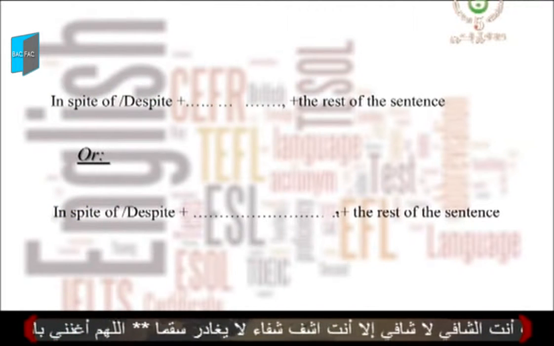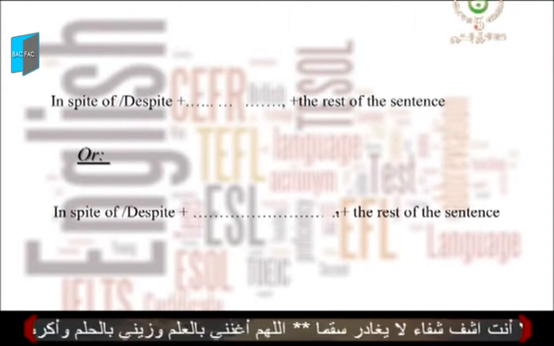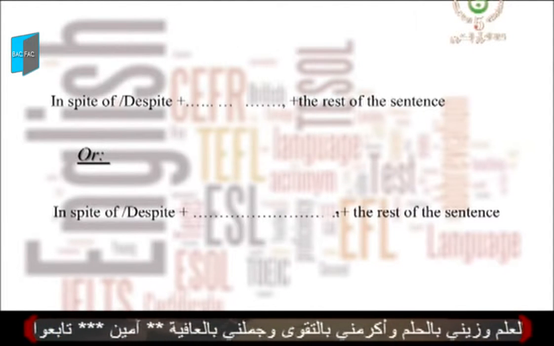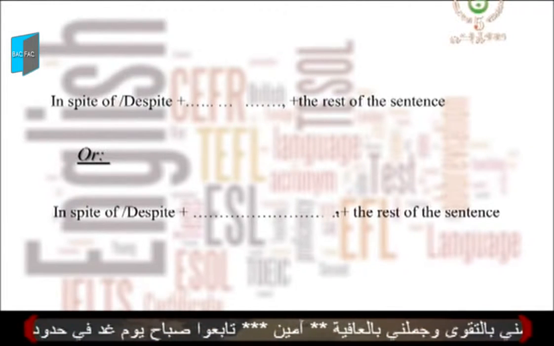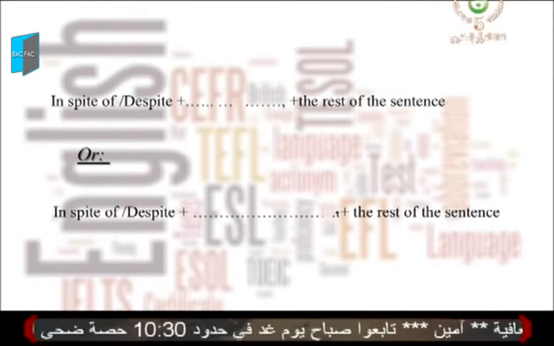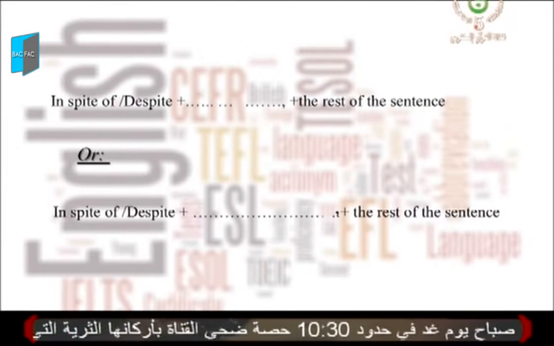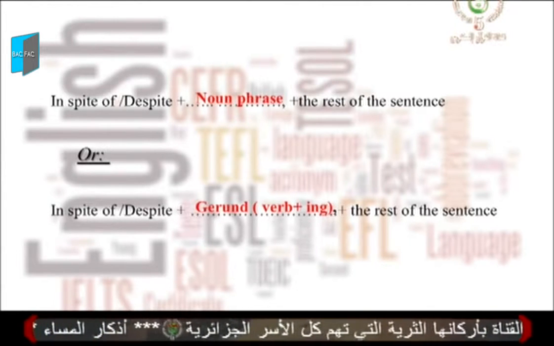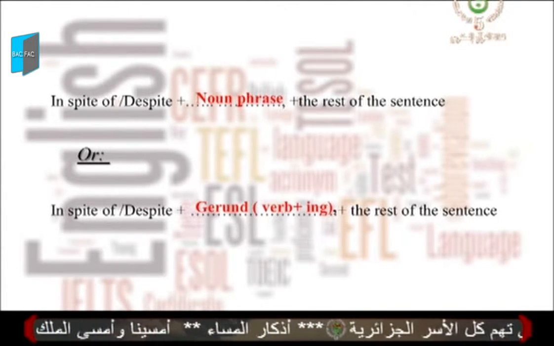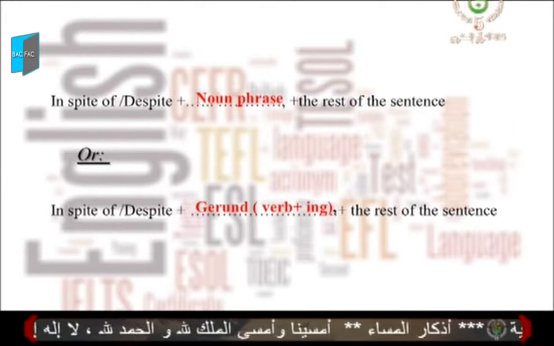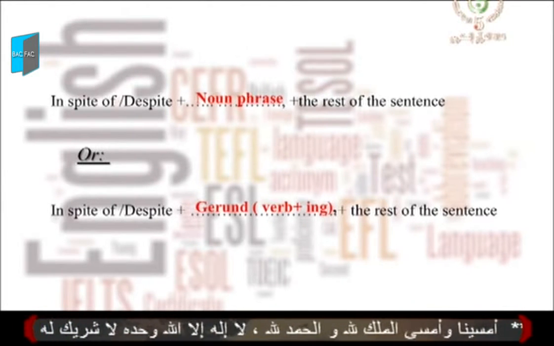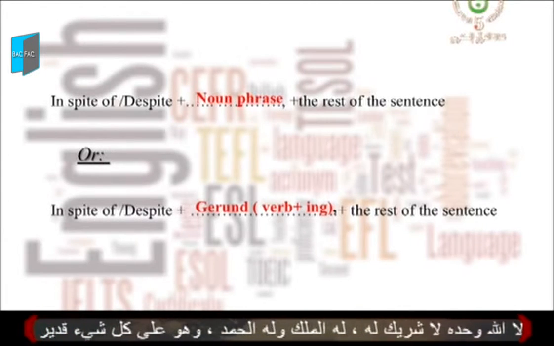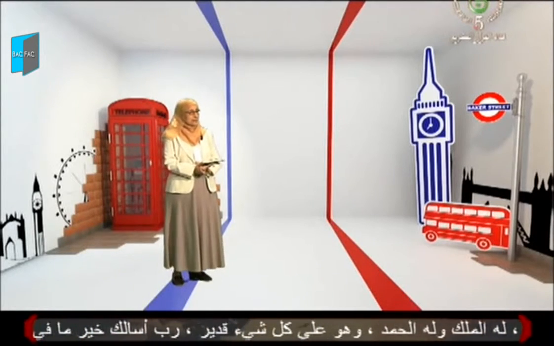In spite of, despite, plus the blank, plus the rest of the sentence. You notice that this time we have only one blank to fill in. Let's correct it. In spite of or despite are followed by the noun phrase plus the rest of the sentence, or in spite of or despite plus the gerund and the rest of the sentence. Good. Now let's move to the practice.